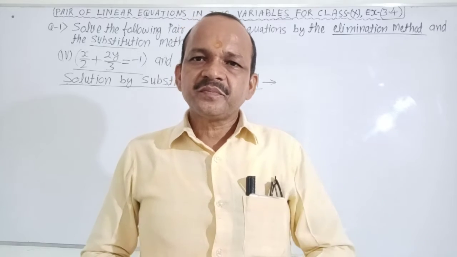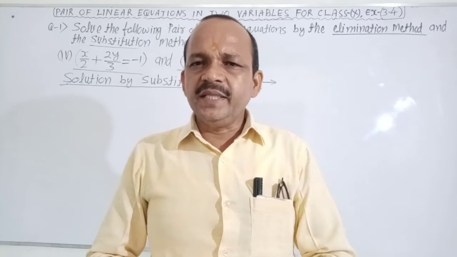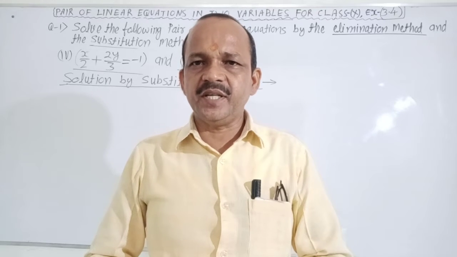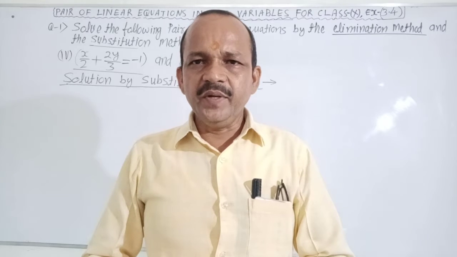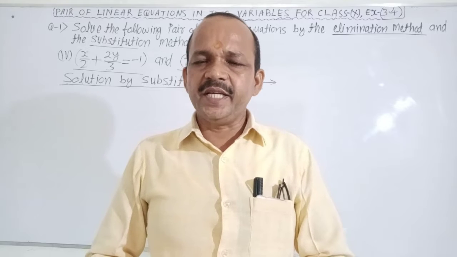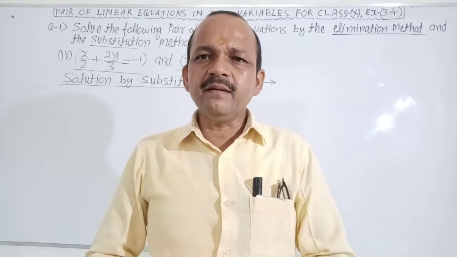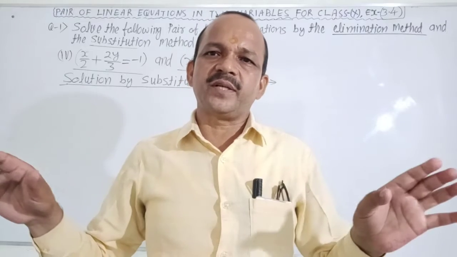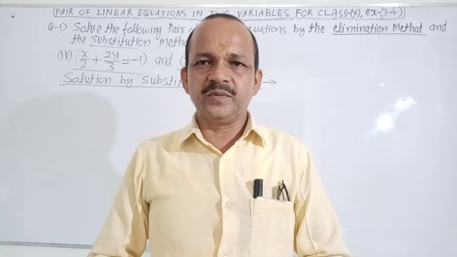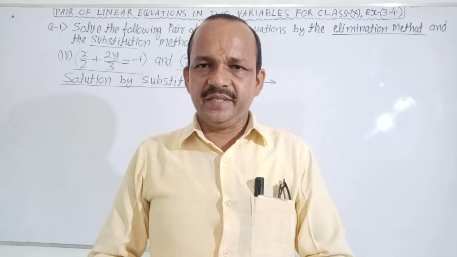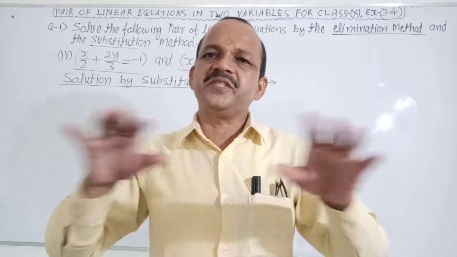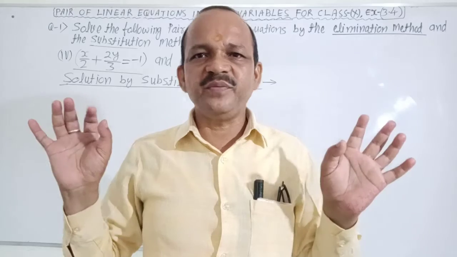If a1 by a2 not equal to b1 by b2, then it shows intersecting lines, consistent system and unique solution. If a1 by a2 equal to b1 by b2 not equal to c1 by c2, then it shows parallel lines, inconsistent system and no solution. If a1 by a2 equal to b1 by b2 equal to c1 by c2, then it shows coincident lines, consistent dependent system and infinitely many solutions.